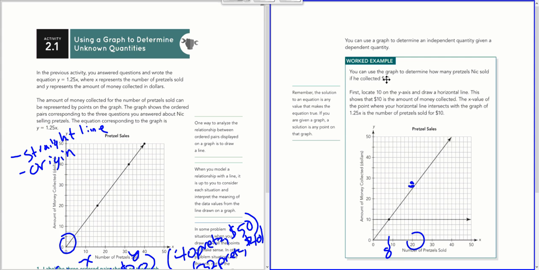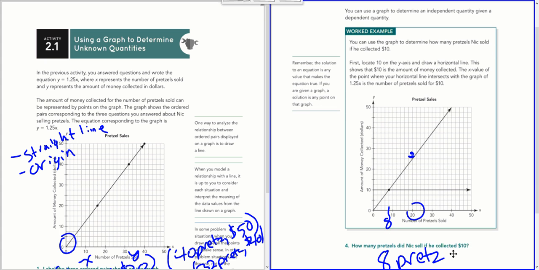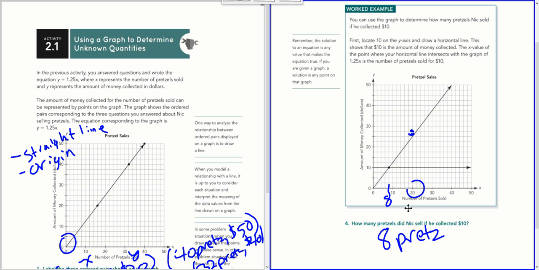So if he collected $10, which is over here, we're going to draw this line over here, and we don't really care about all the points on this line. We just care about the point that's on this graph line right here. So at $10, he sold 8 pretzels. So how many pretzels did Nick sell if he collected $10? Well, the answer is 8 pretzels, because we can see it in here in the graph.